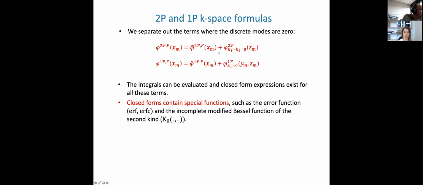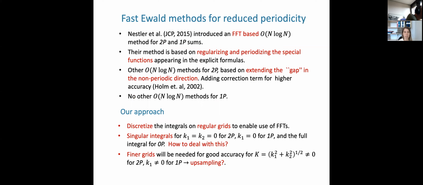So we write the Fourier part with one term for all the modes when k is not equal to 0, the discrete modes, and one when it is 0. And these integrals can actually be evaluated, and you can find closed form expressions for them. They contain special functions like the error function, incomplete modified Bessel function, etc. So not very simple functions, but you can evaluate them. And actually, based on regularizing and periodizing such special functions, Nestler et al. introduced an FFT-based method to have a way of computing these sums.